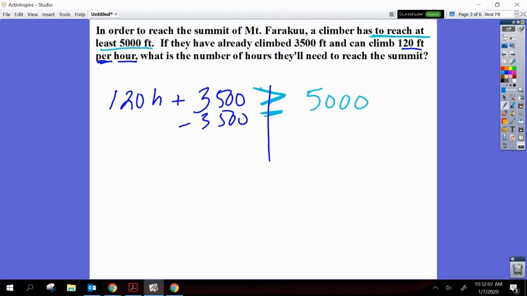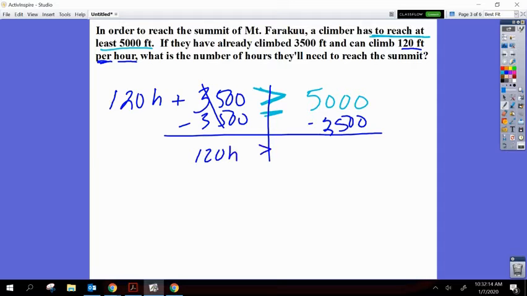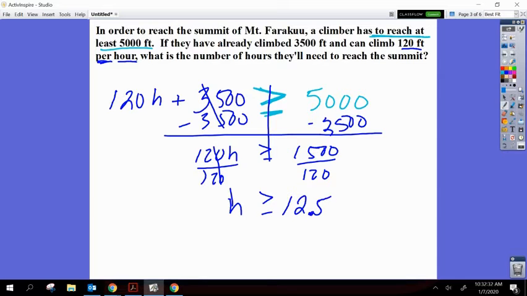Minus 3,500 on both sides. This is called the subtraction property of inequality. 120h is greater than or equal to 1,500, divided by 120. This is called the division property of inequality. So h is greater than or equal to, let's divide this, 1,500 divided by 120 is 12.5. So if we wanted to say the number of hours, we could say 12 and a half hours. We could say 12 hours and 30 minutes.